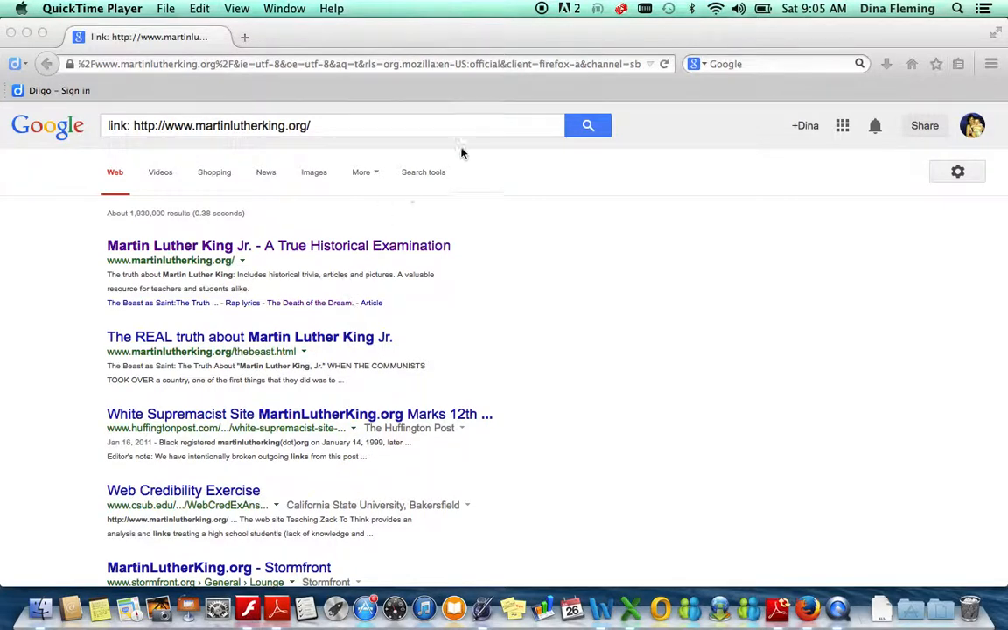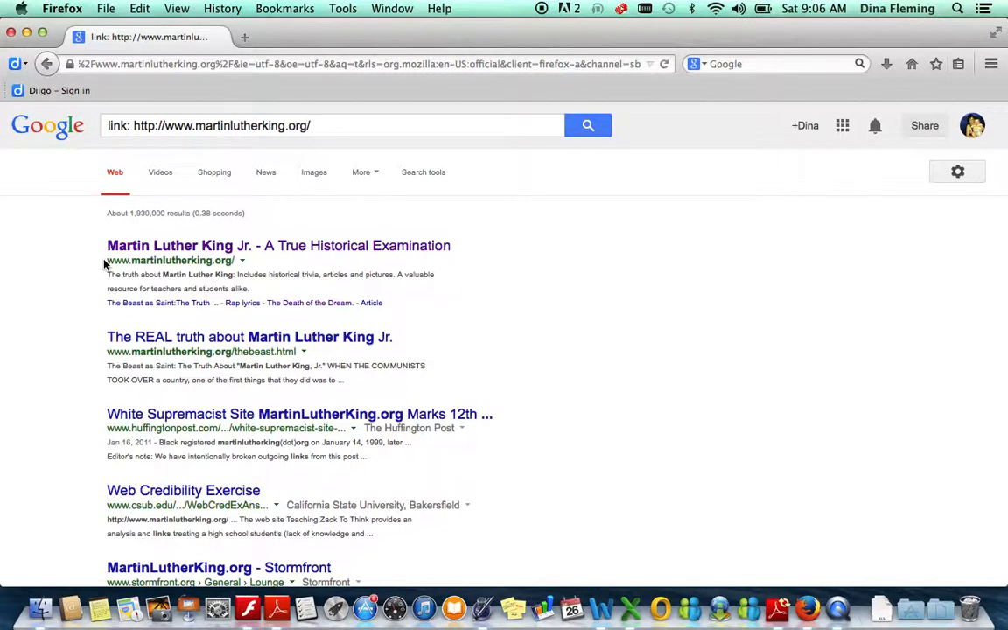So we start by doing our search in Google. And you see that this website is one of the first hits when you look up martinlutherking.org. Under the hit site, we can see that it is a .org site, and according to our REAL acronym, which is a great way to evaluate a site step by step, the first step is to read the URL. So that's what we're going to do.